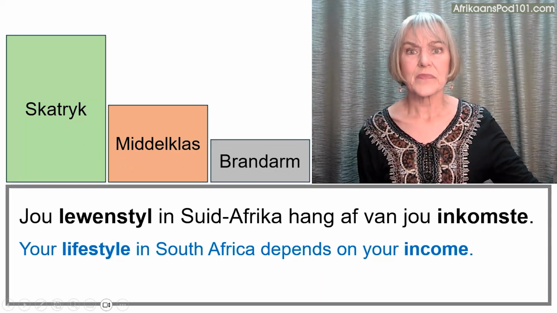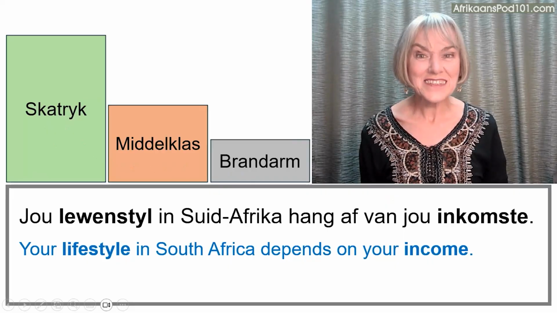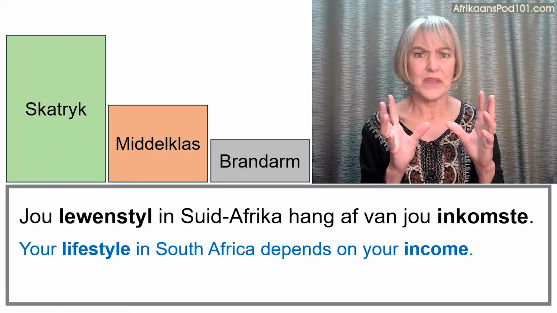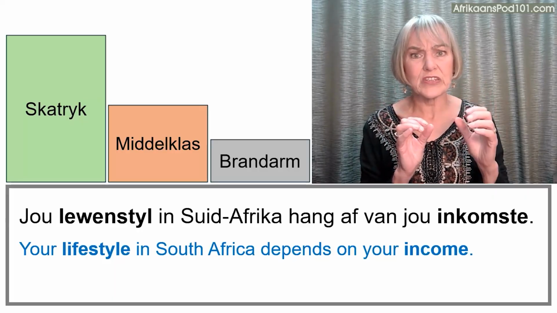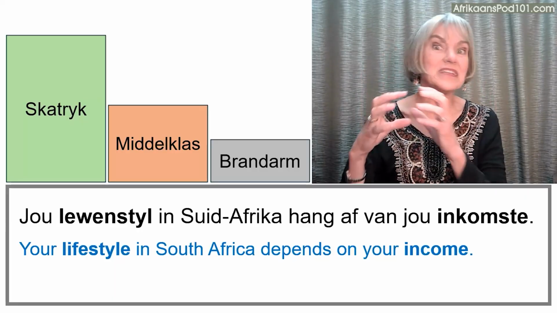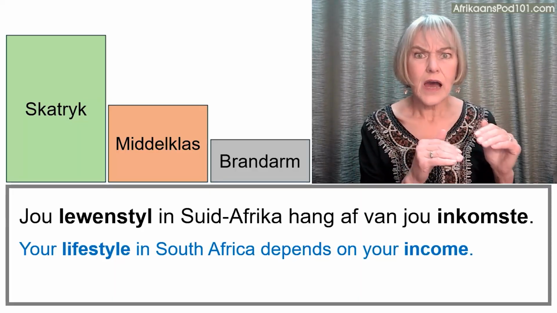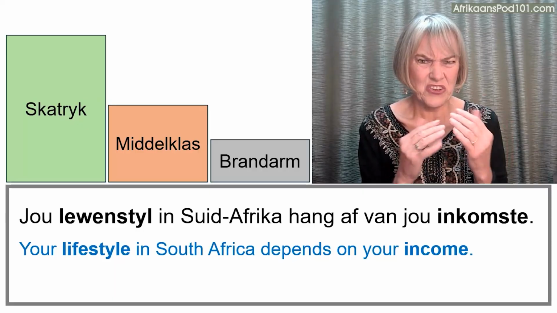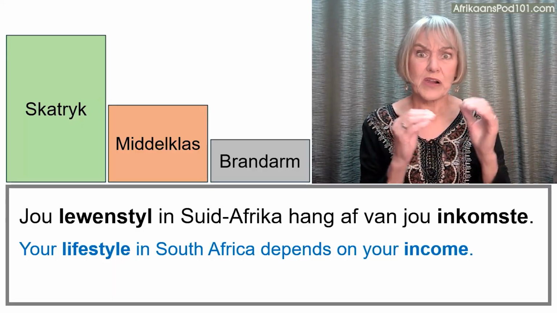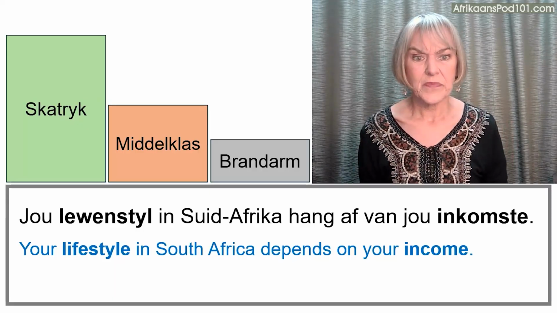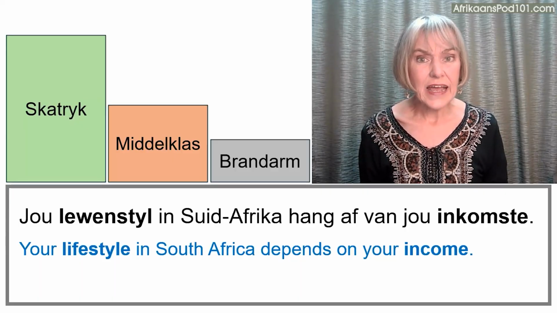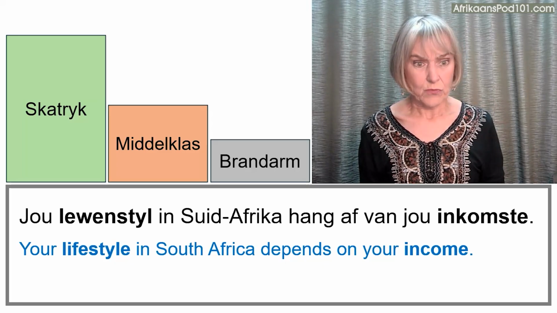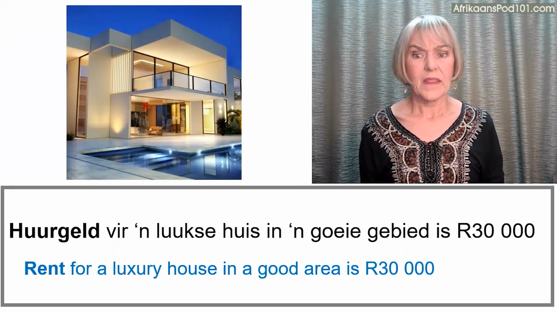Those are opposites. And we have intensive forms in Afrikaans, which makes the language very colorful. So we don't just say super rich or very rich. We say skatryk. Skat means treasure. And brandarm, which means it's like an animal that has mange, very thin and sick. So brandarm is very poor. So jou lewenstyl hang af, depends op jou inkomste. It depends on your income.